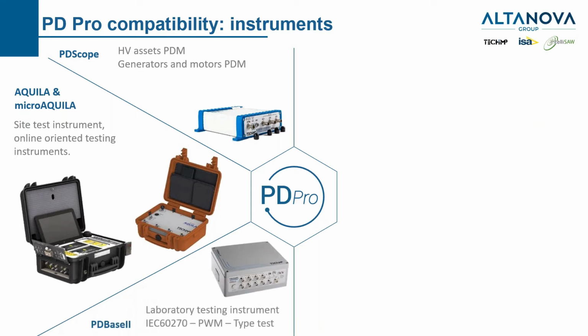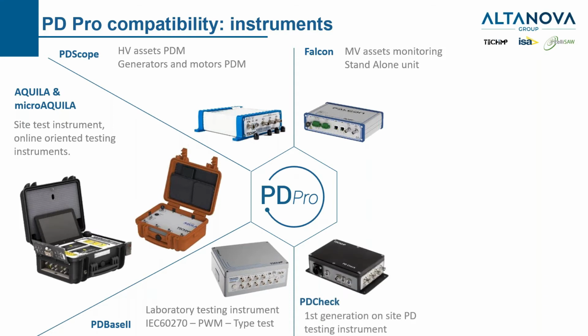We can also use the same software to work with the laboratory testing instrument. In our case, the PD-Base2, that is IEC 60270 compliant and can be used for pulse width modulation testing and type test of insulation. Also, the new medium voltage asset monitoring Falcon can be used with PD Pro as a data viewer. We are able to export the data from the Falcon, that is a web-based, self-standing instrument, and we can include it in the PD Pro and study it with the PD Pro tools.